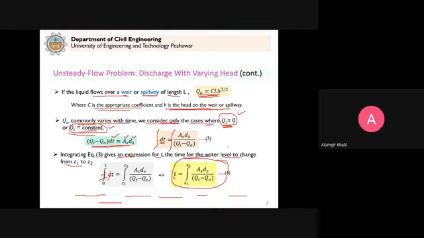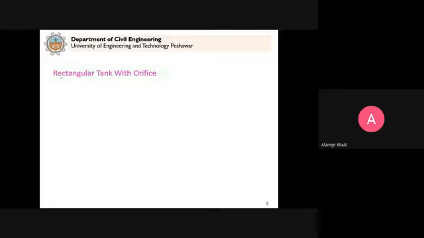This is a very general equation. We can simplify this equation for any specific case. You just need to simplify this equation for any specific case to get the specific formula for that case. So how can we get a specific equation for a specific case? Let us consider a case where we have a rectangular tank with an orifice.